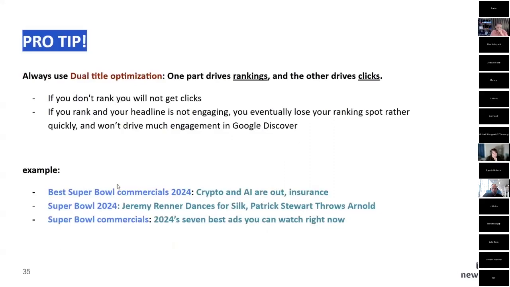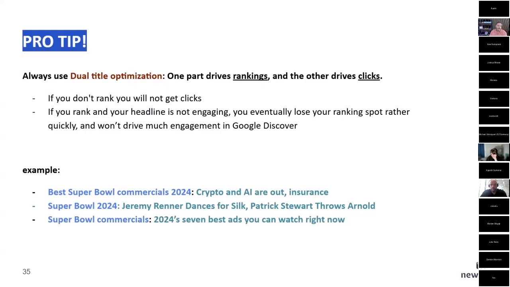This is something I talk about a lot, the dual title optimization approach. You cannot optimize for rankings without optimizing for engagement. If you only optimize for rankings and people don't click your headline, guess what? Google will actually remove you from the results and replace you with something else. And you will not drive much traffic in Google Discover. And Google Discover right now drives double the traffic, if not triple the traffic, that comes from search. So one part of your headline and title needs to get the rankings, and the second part needs to get the clicks. This is how you should always think of your headlines or titles, right?